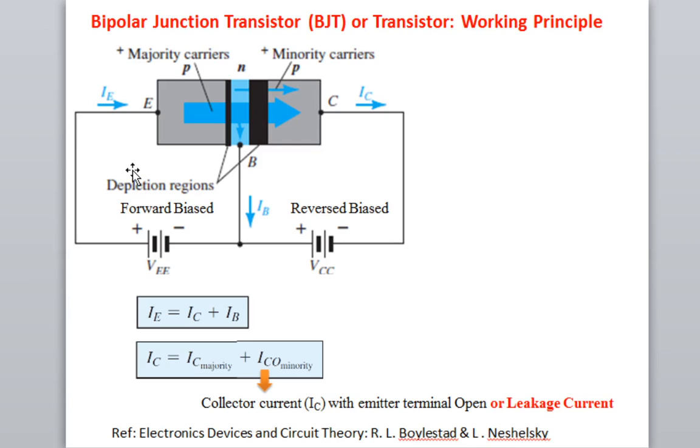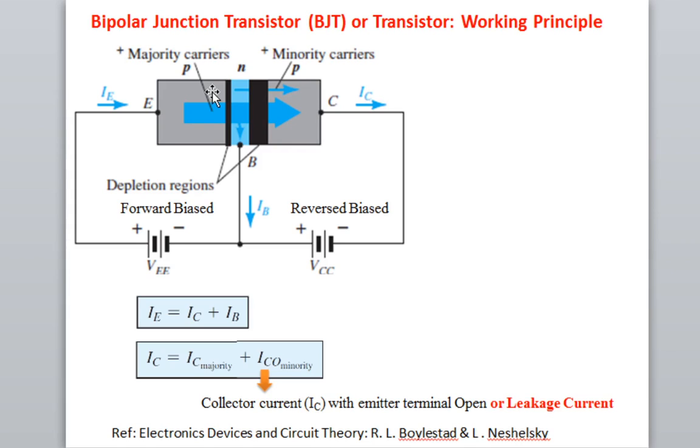I have explained that in a forward bias PN junction there is a very thin depletion layer, and in a reverse bias junction a thick depletion layer. That is why this black shaded region across the emitter base junction, which is forward bias, is very thin, and this thicker shaded black region at the base collector junction, which is reverse bias, is thick. This is the depletion region. So a current will flow from emitter to base and base to collector.